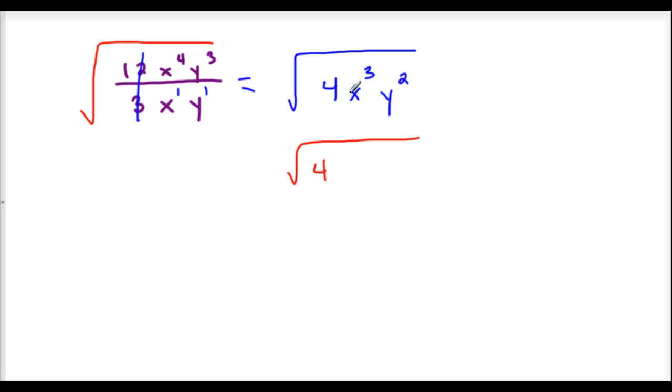4 I'm going to leave alone for a second. X cubed. Can I simplify x cubed? I'm going to break it down to x squared times x to the 1st, and I have y squared. Now I'm going to go ahead and simplify it. So what's the square root of 4? What's the square root of x squared? What's the square root of x to the 1st? It stays inside. Square root of y squared? Y, and then we're going to just have the square root of x.